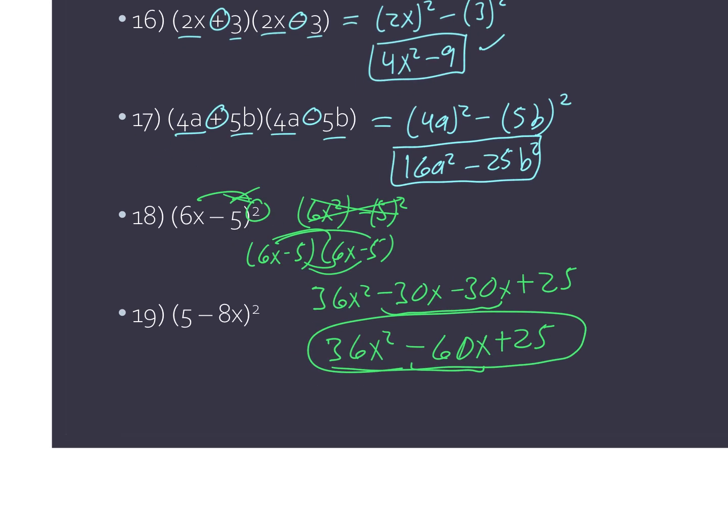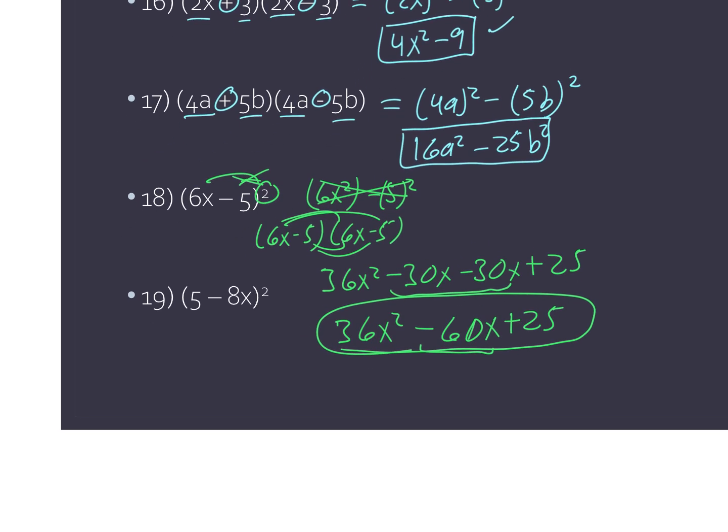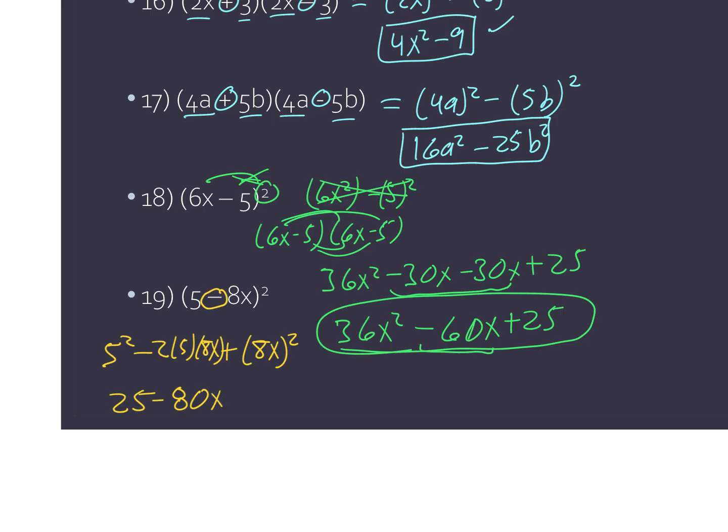Now with 19, let's use the special product, right? So the special product that you saw on the previous slide followed this pattern, right? If there is a minus in between, this is a difference. You can square the first, square the last, and then the middle, it's going to be minus double their product. So minus 2 times 5 times 8x. Now when you go to simplify this, we get 25 minus 2 times 5 is 10 times 8 is 80x. And then plus 8x squared is 64x squared.